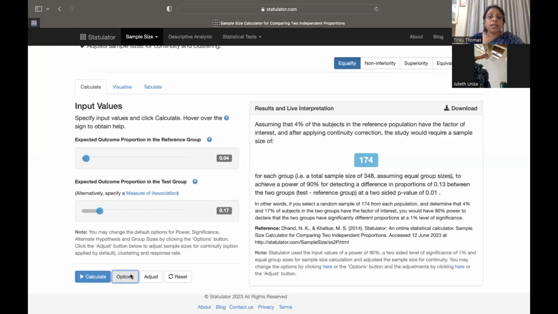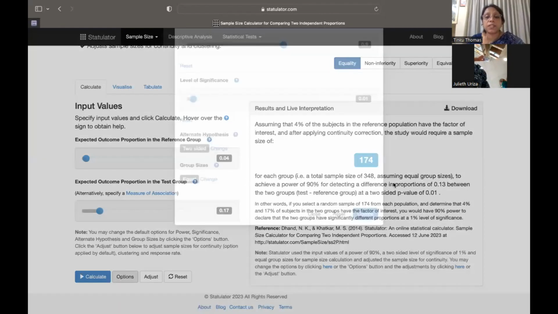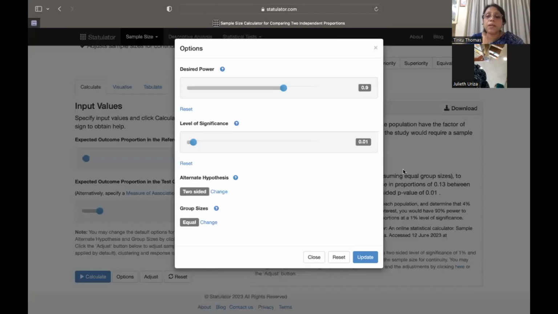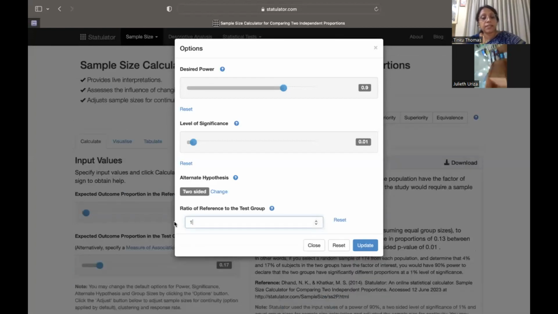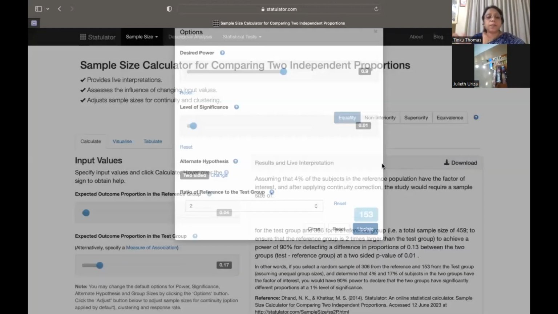I can even change the sizes. By default, it is equal allotment, that means the same number in low dose and high dose. I can change this to a 2:1 ratio or something like that. That's permitted, and then it does an adjustment and gives the number. So you can try out all of those different options. But essentially we are comparing the sample size for comparing the proportion between two groups.